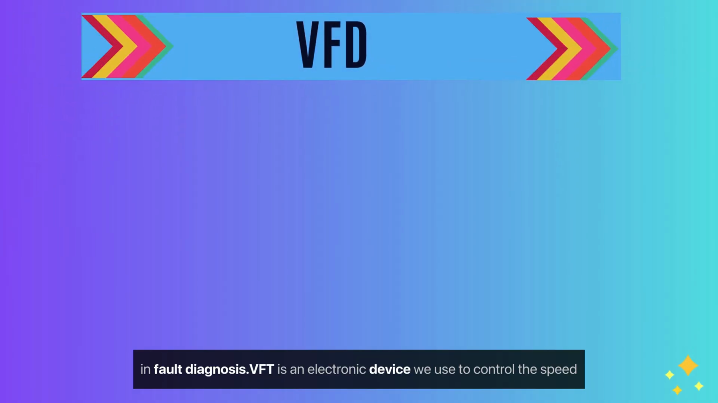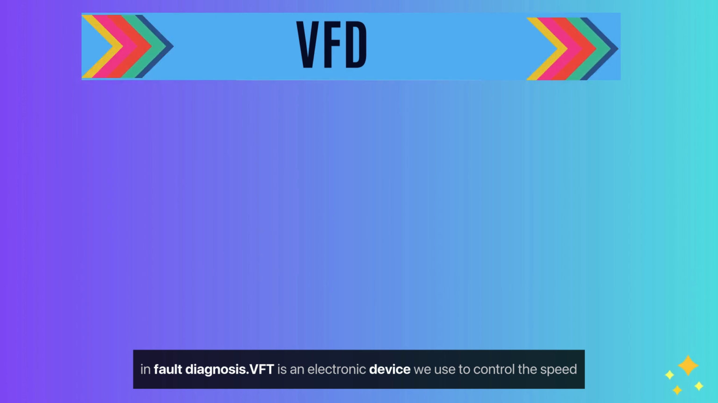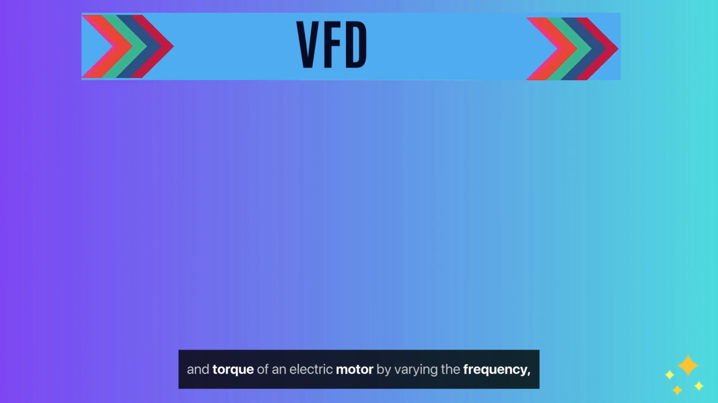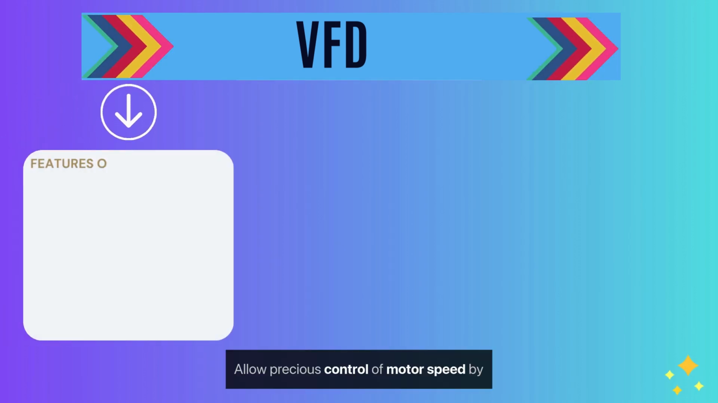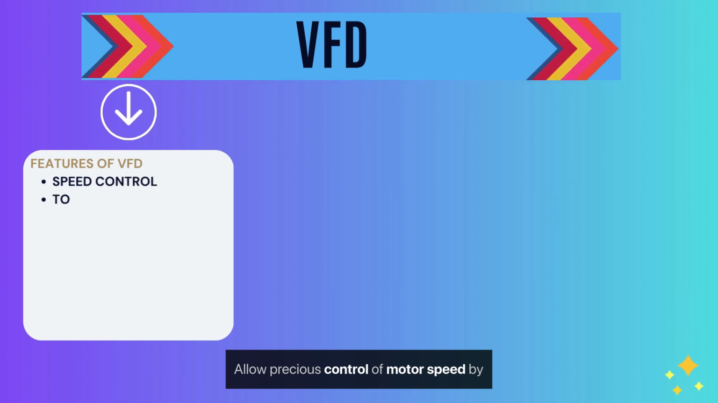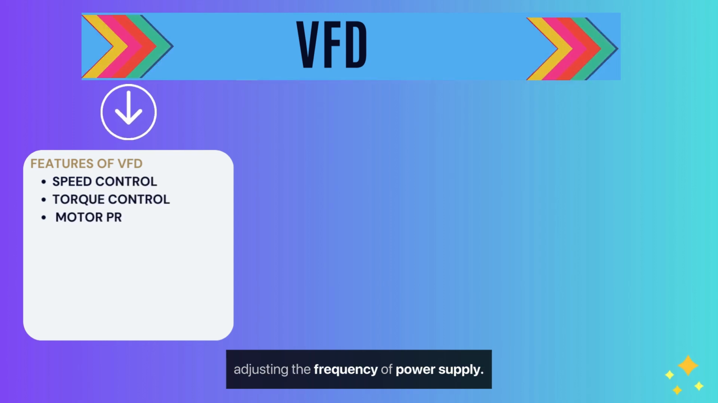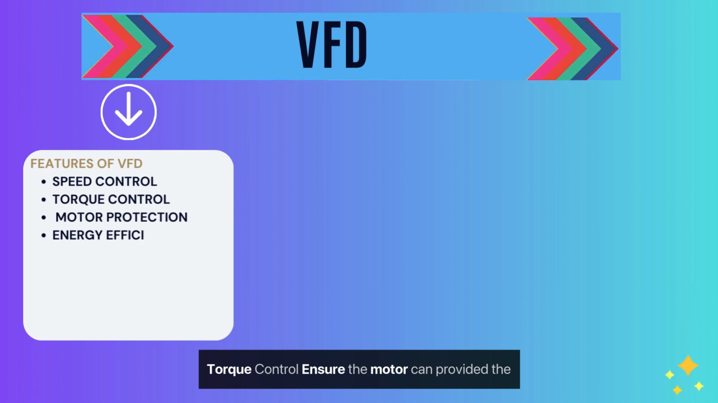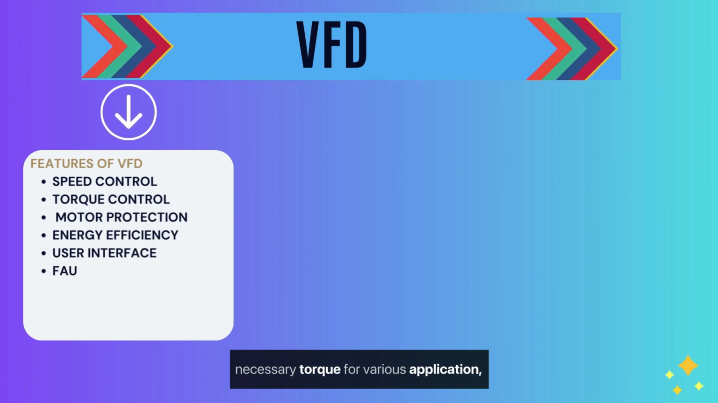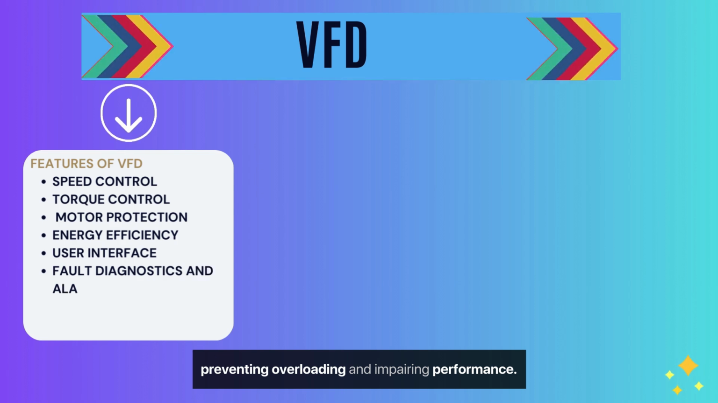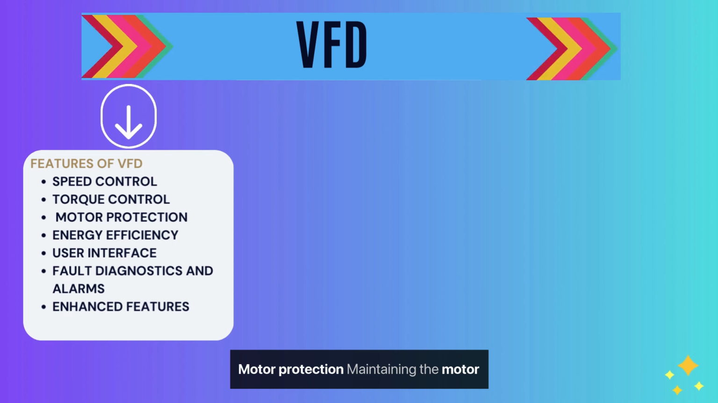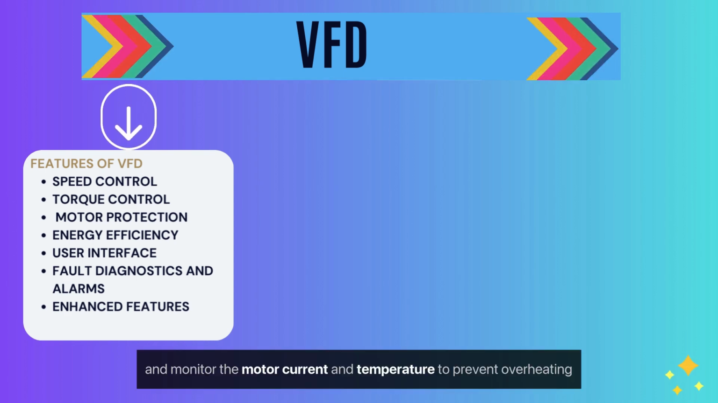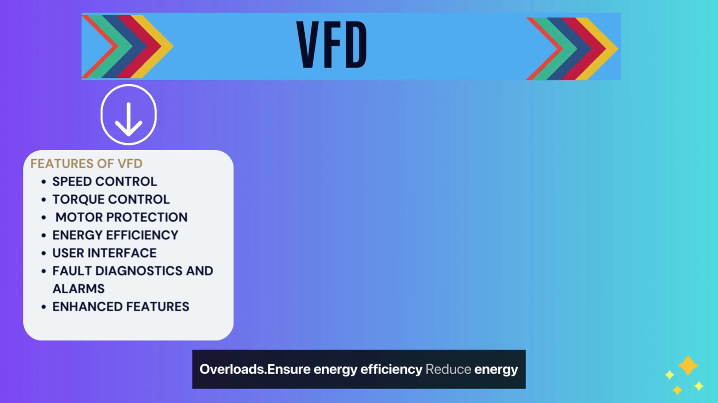A VFD is an electronic device we use to control the speed and torque of an electric motor by varying the frequency and voltage supplied to the motor. Speed control: allows precise control of motor speed by adjusting the frequency of the power supply. Torque control: ensures the motor can provide the necessary torque for various applications, preventing overloading and improving performance. Motor protection: monitors the motor current and temperature to prevent overheating and damage from overloads.